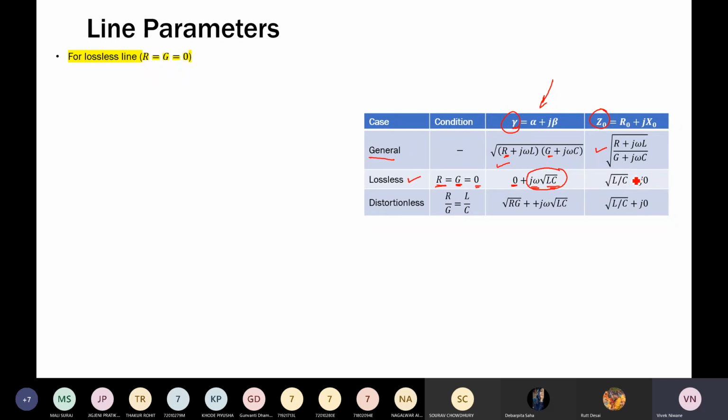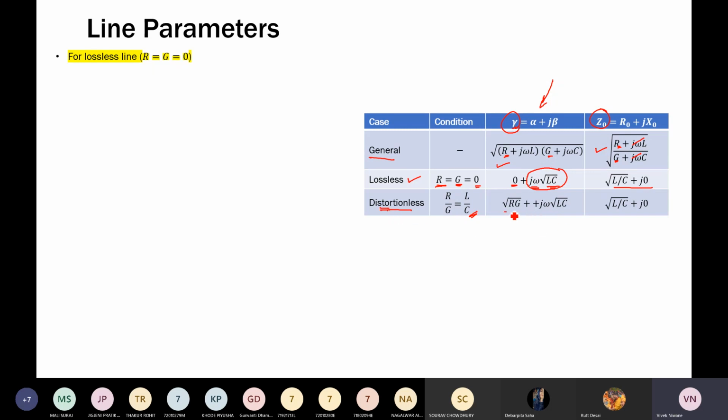In the same way, we will put R equal to 0 and G equal to 0 over here, and we can have this expression, because we will have j omega L upon j omega C, and j omega will cancel out each other. If we say that the line is a distortionless line, we do have a condition. We do have the proportionate parameters R upon G equal to L upon C. This is a necessary condition of a distortionless line.